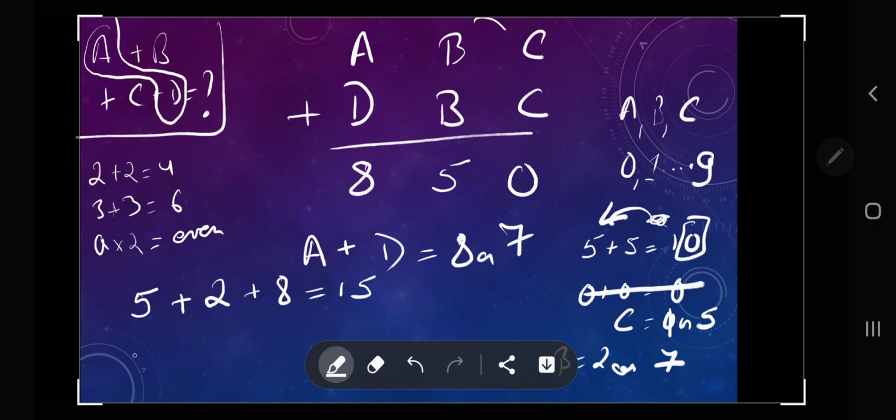What's the other solution that we can have? We know that C is always 5, so we'll just copy C as it is, but B can be 7. And if B is 7, then A plus D is equal to 7 as well.